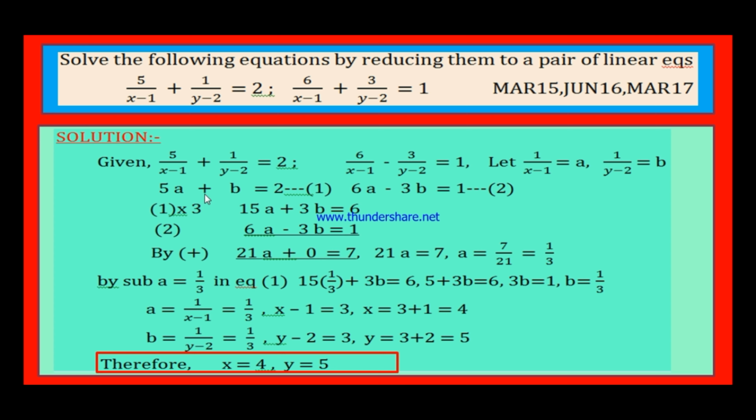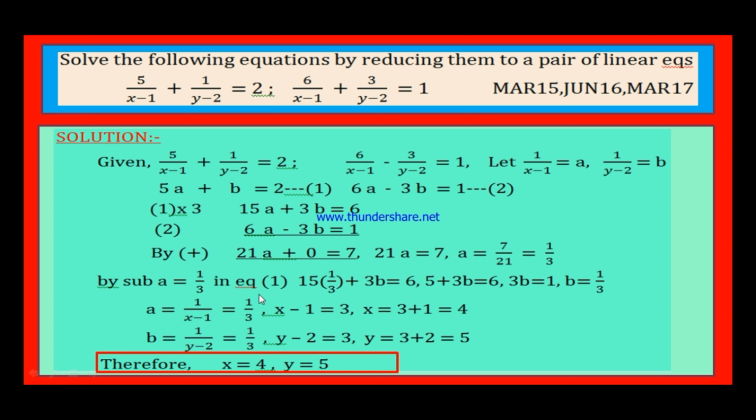3 into 5, 15a, 3 into 1b, 3b, 3 into 2, 6. And write down the second equation below this, 6a minus 3b is equal to 1. Now if we add, plus 3b and minus 3b will get cancelled. Therefore, by adding, 15a plus 6a is 21a, 6 plus 1 is 7, or 21a is equal to 7 and a is equal to 7 by 21, 7 in 21 three times, therefore it is 1 by 3. a is equal to 1 by 3.